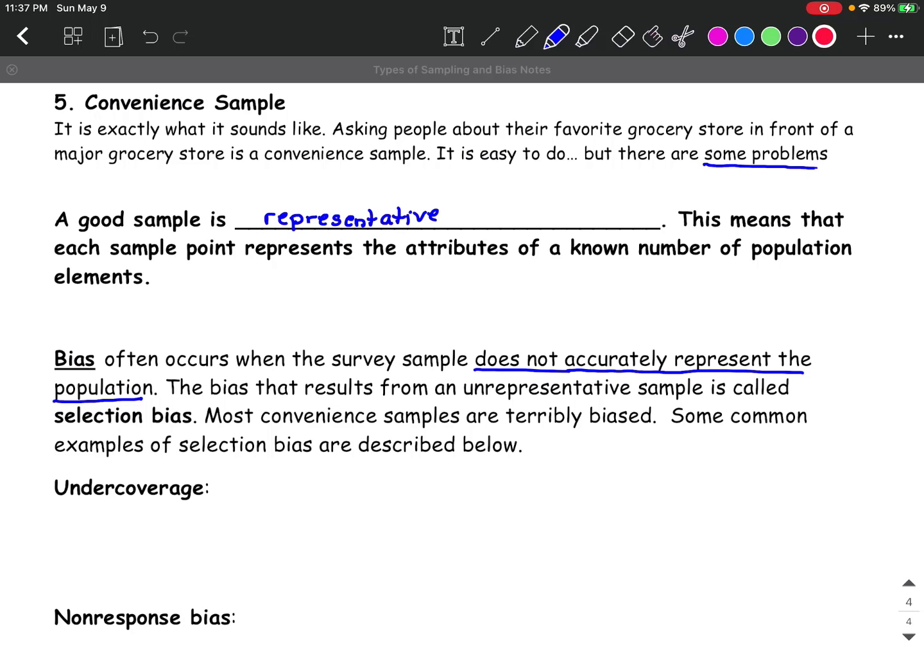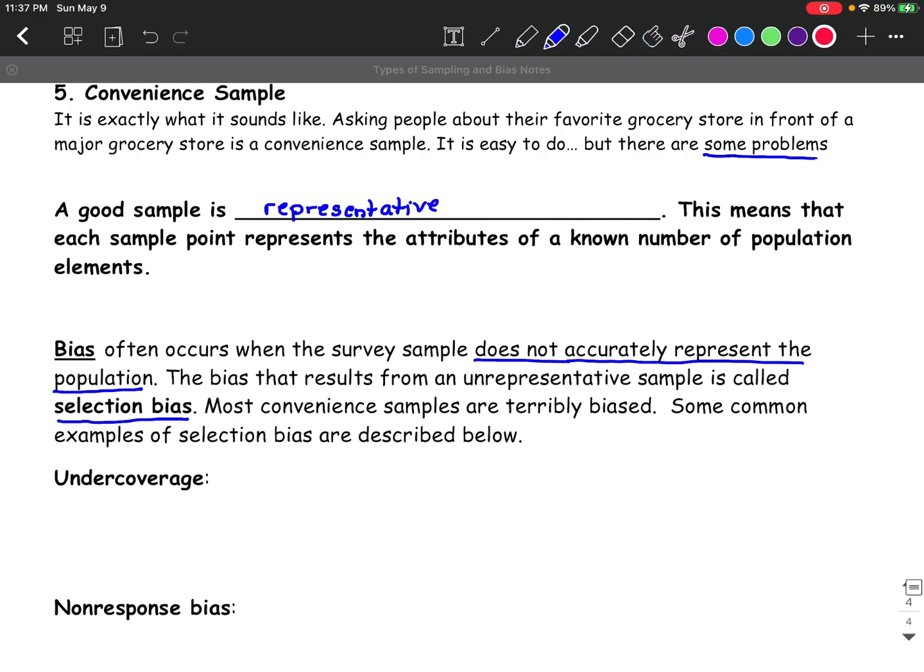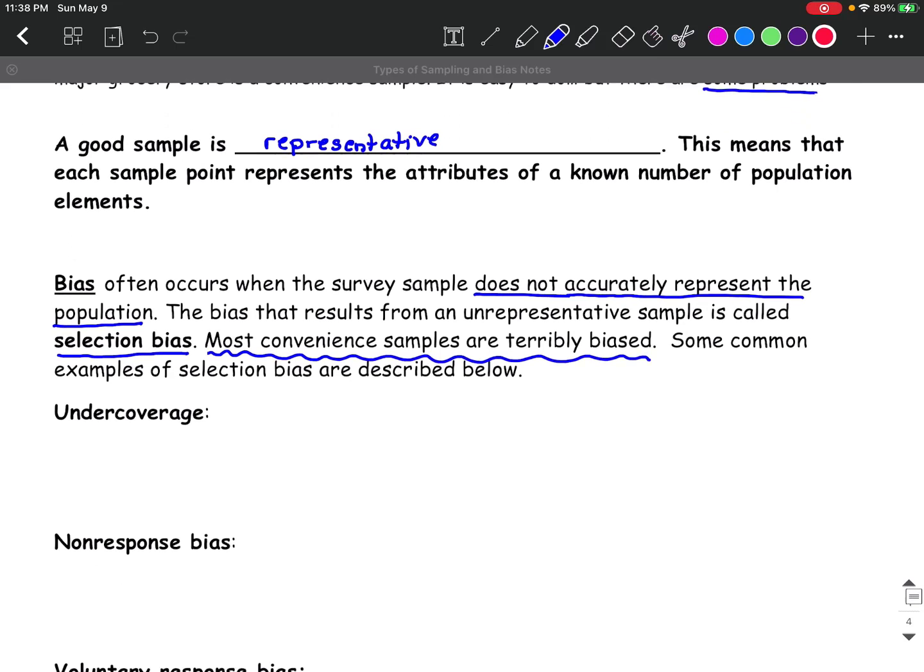So the bias that results from an unrepresentative sample, like standing in front of the grocery store, is called selection bias. So there was selection bias in that grocery store example because we were already standing in front of a grocery store. And most convenience samples are terribly biased, okay? Most convenience samples are terribly biased. Let's look at some common examples of selection bias.